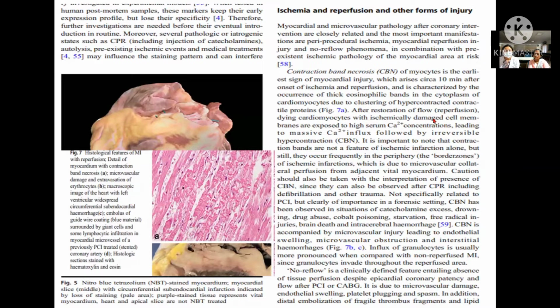Yeah. So then, not specifically related to the percutaneous intervention, PCI, but clearly of importance in the forensic setting. They mean to say that it is not specifically related to some infarction. Contraction band necrosis has been observed in situations of catecholamine excess, drowning, drug abuse, cobalt poisoning, starvation, free radical injuries, brain death, and intracerebral hemorrhage. Also remember that contraction band necrosis is accompanied by microvascular injury leading to endothelial swelling, microvascular obstruction, and interstitial hemorrhages. So this is what we wanted to tell you.